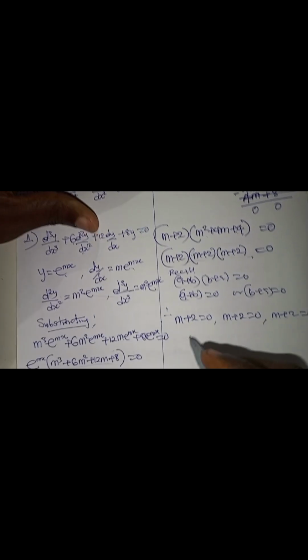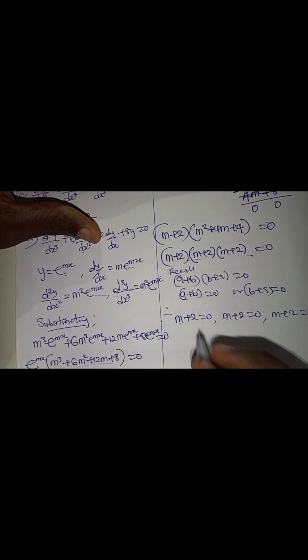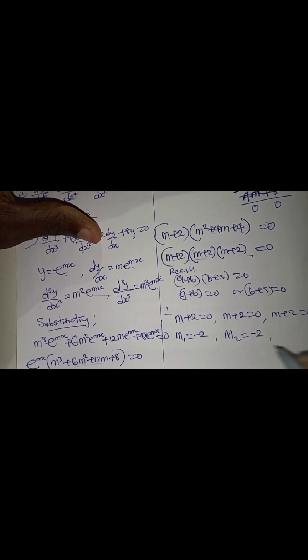That's what it means. So I'm going to look for the value of m. This is m1 equal to minus 2, then m2 equal to minus 2, and m3 equal to minus 2. So this satisfies one of the cases I gave initially from a previous class.